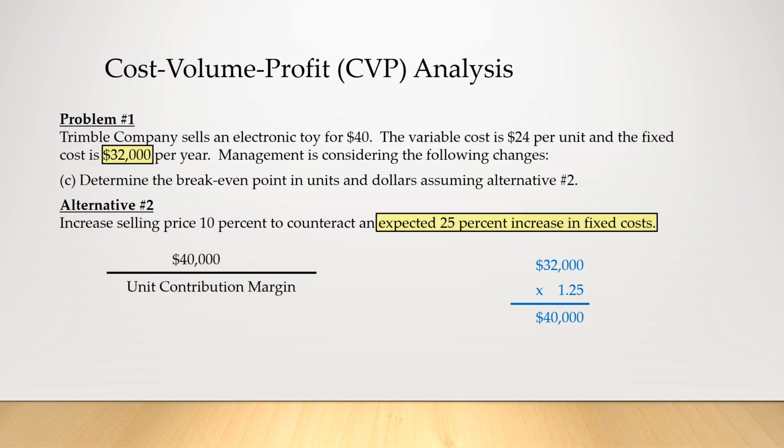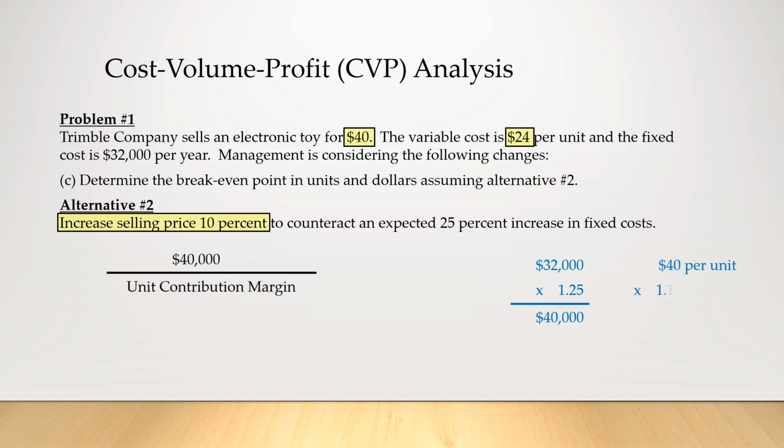Unit contribution margin is the difference between the unit sales price and variable cost, but the sales price changes under this scenario. Specifically, it increases by 10% to $44 per unit. Subtract from that amount the $24 variable cost, and unit contribution margin equals $20 per unit. The break-even point, 2,000 units.